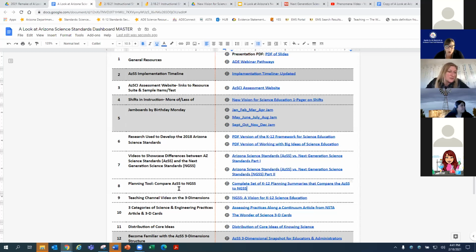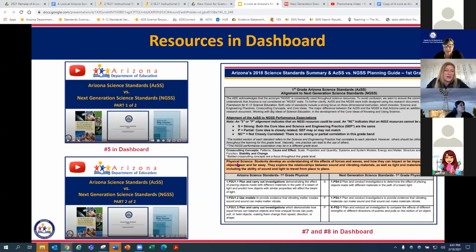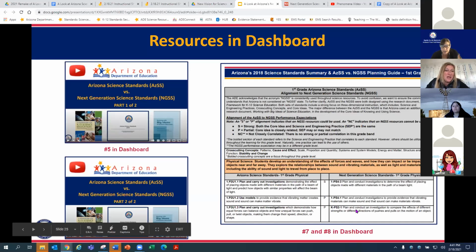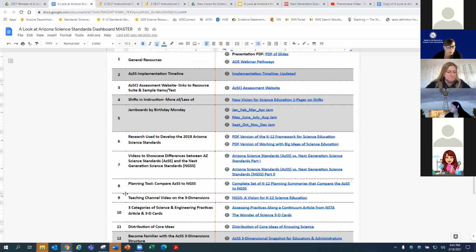And then the next one, number 8, if you have not seen these planning tools we have, what we did is we took every single Arizona science standard and correlated it to a next generation science standard. So in this document, which is linked in the dashboard, and I might have messed up those numbers. Oh, it's number 8. I was right. Okay.